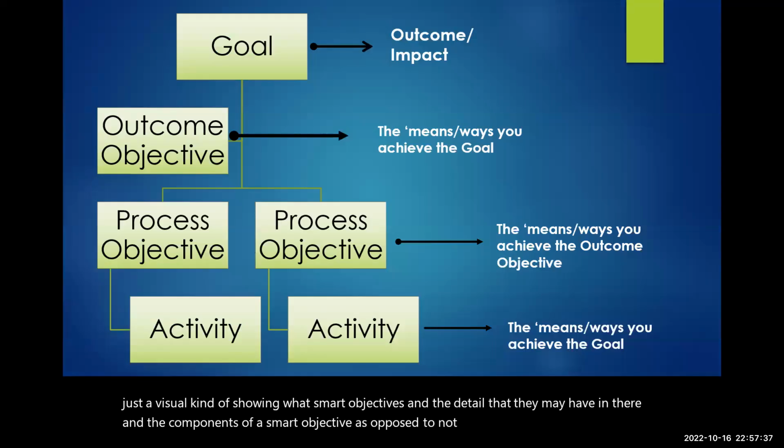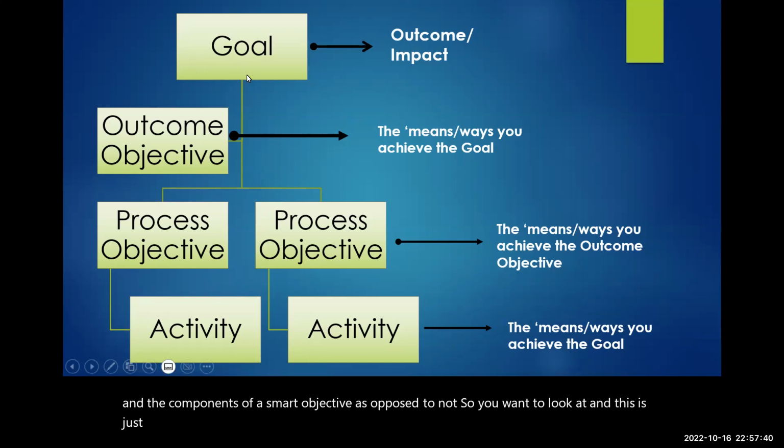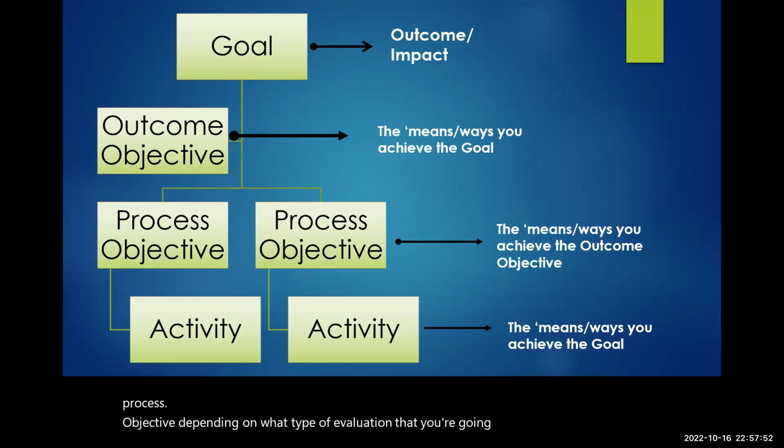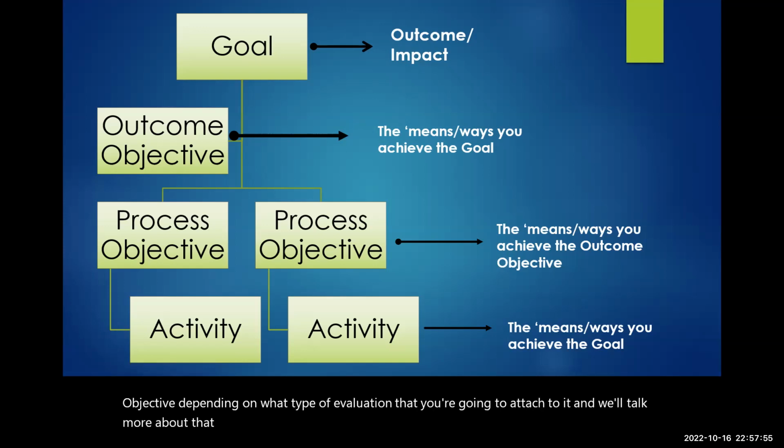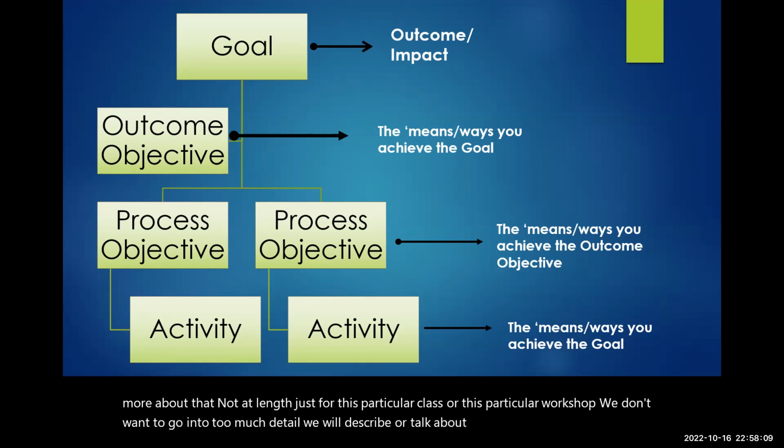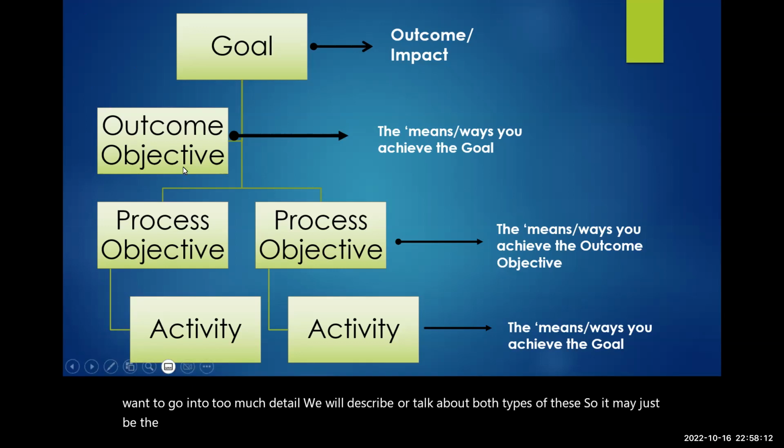So you want to look at, and this is just an example, you usually have a goal, an outcome, or a process objective, depending on what type of evaluation you're going to attach to it. And we'll talk more about that, not at length, just for this particular class or this particular workshop. We don't want to go into too much detail, but we will describe both types of these. So it may just be the goal, outcome objective or a process objective, and then your activity. So at least 2 to 3 levels.